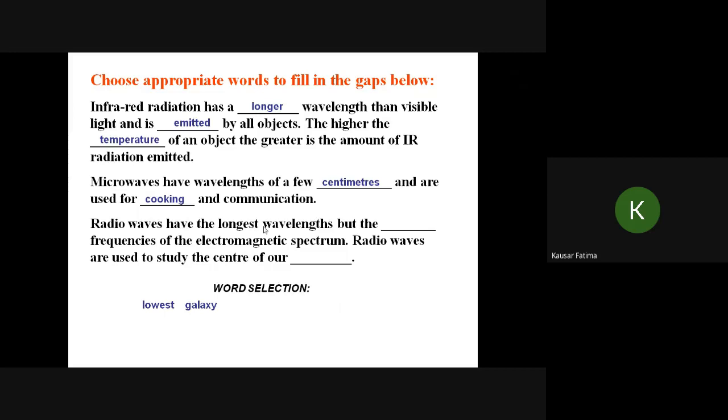Radio waves have the longest wavelength, but the lowest frequency of the electromagnetic spectrum. And they are used to study the center of our galaxy.